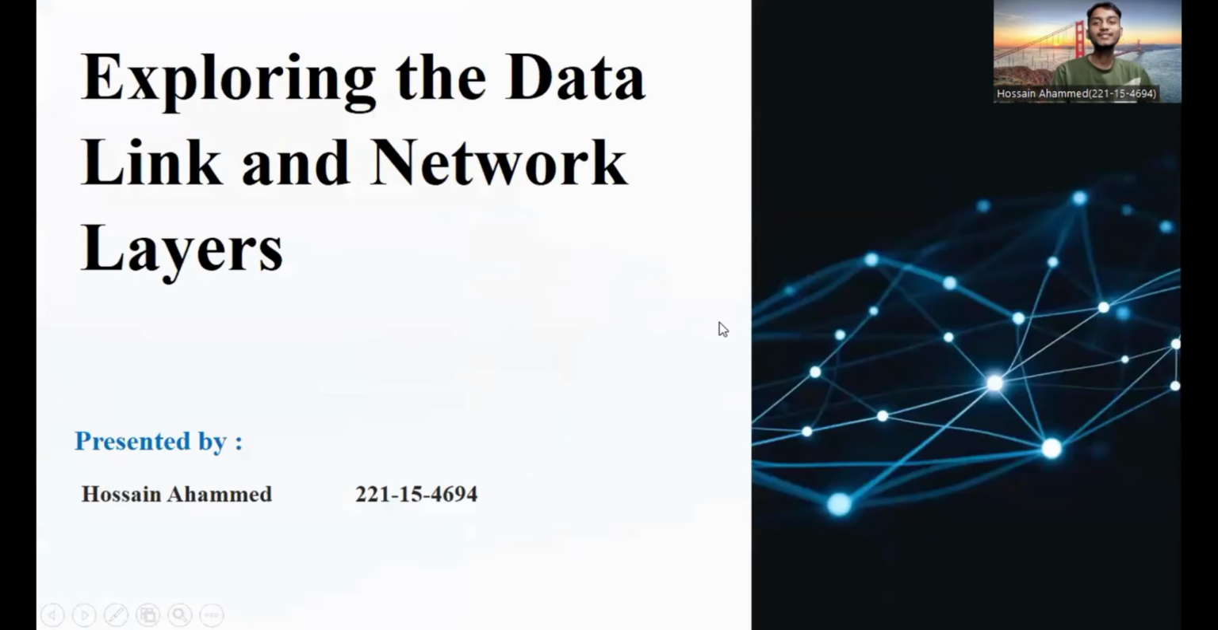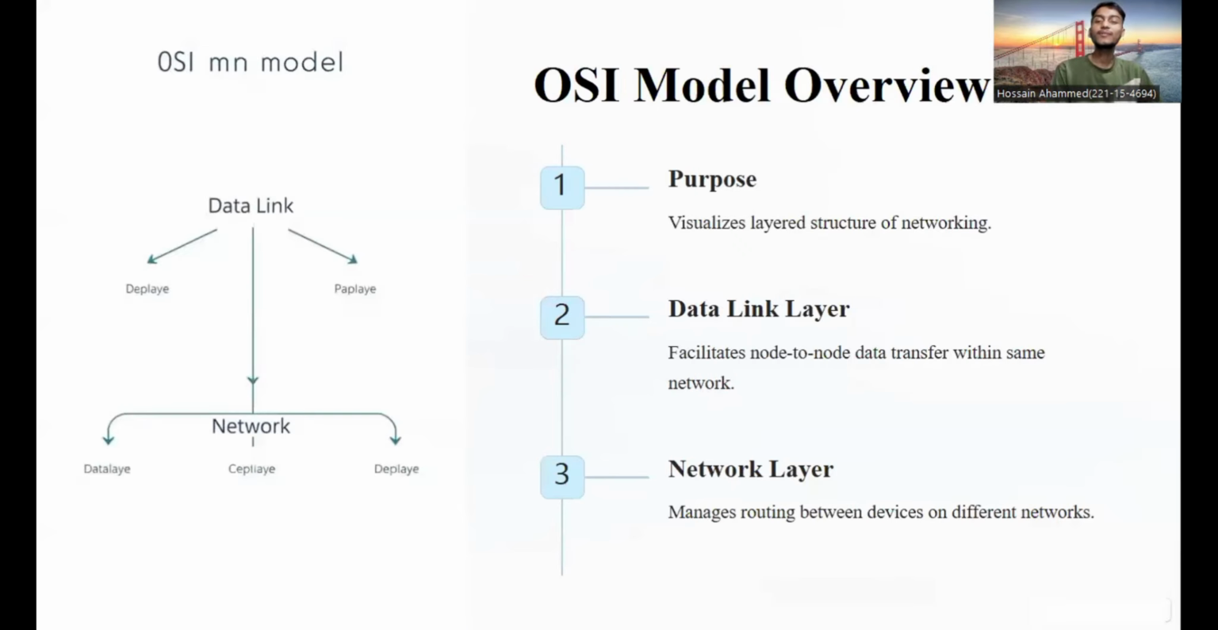Now I am going to discuss exploring the data link layer and the network layer. Here I put an overview of the OSI model. OSI basically stands for Open Systems Interconnection model. It visualizes the layered structure of networks and facilitates node-to-node data transfer within the same network, which I mentioned is the data link layer. It also facilitates the network layer, which manages routing between devices on different networks.